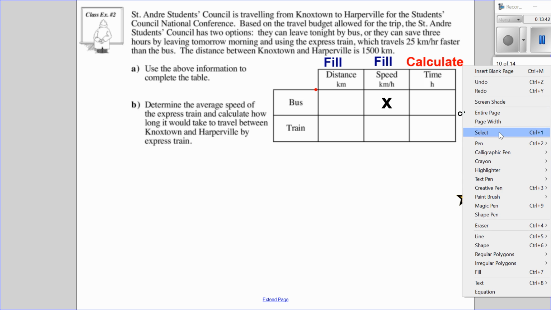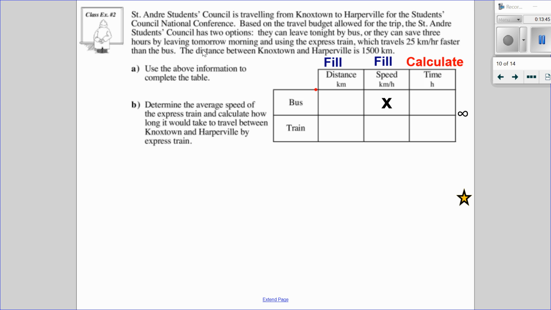So you hear how that's being compared to the bus? So since the express train is being compared to the bus, notice the bus has a variable of x. So if the train travels 25 kilometers an hour faster, the train speed is x plus 25. The distance between Knoxville and Harperville is 1,500 kilometers. So what we're going to do is determine the average speed of the train and calculate how long it would take to travel between Knoxville and Harperville by express train, because we're saving 3 hours.